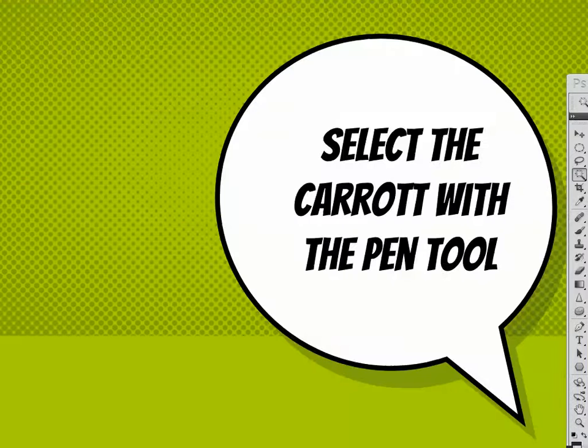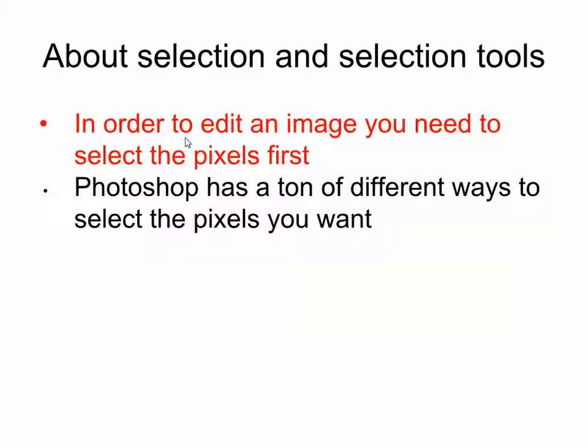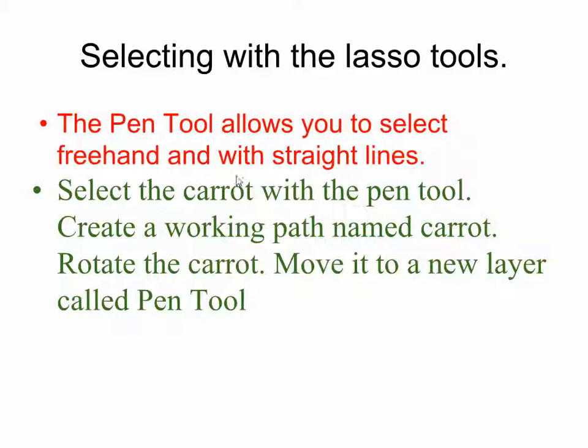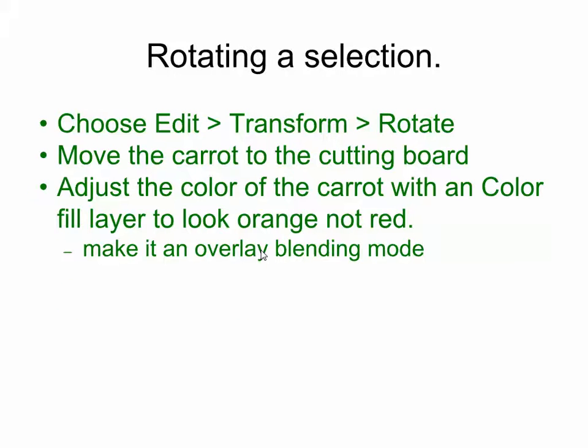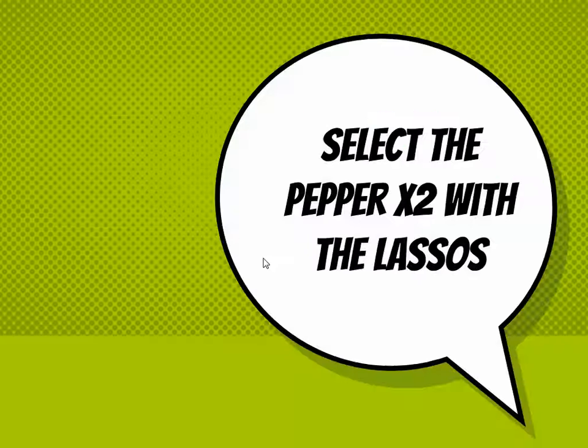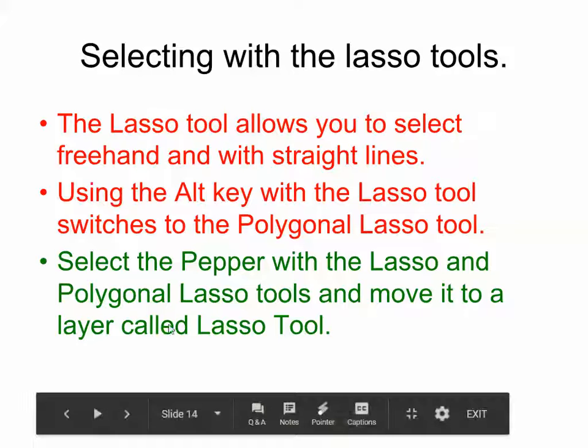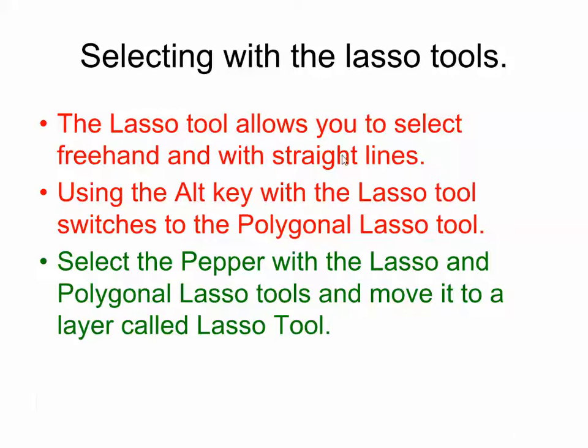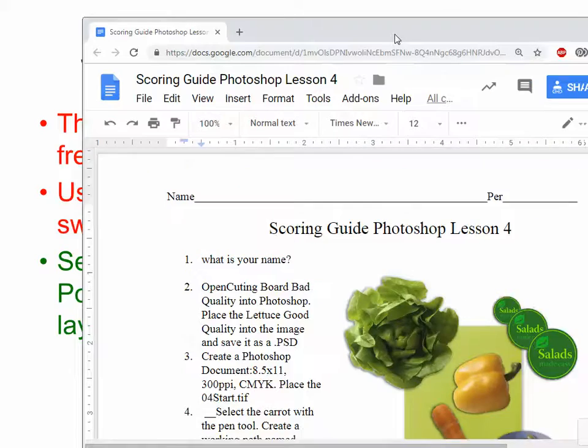Let's go back to the spiel, and let's make sure we write everything down. So write that down. Okay, so now we're going to select the pepper twice using the different lasso tools. So write this down. Lasso tool allows you to select freehand and with straight lines. Using the Alt key with the lasso tool switches you to the polygon lasso tool. All right, so let's jump back into it.